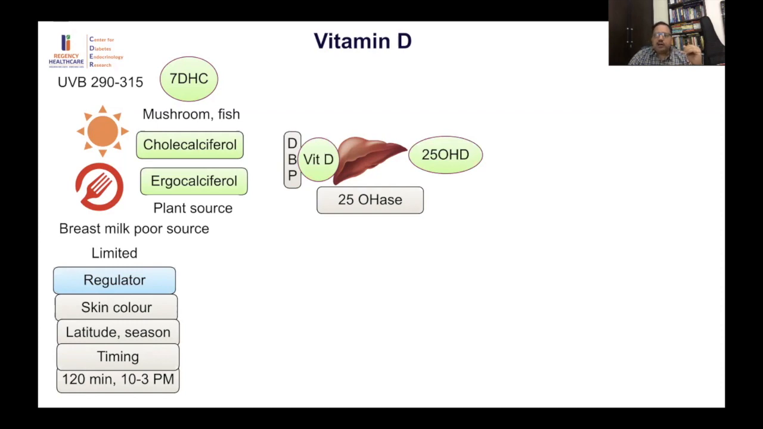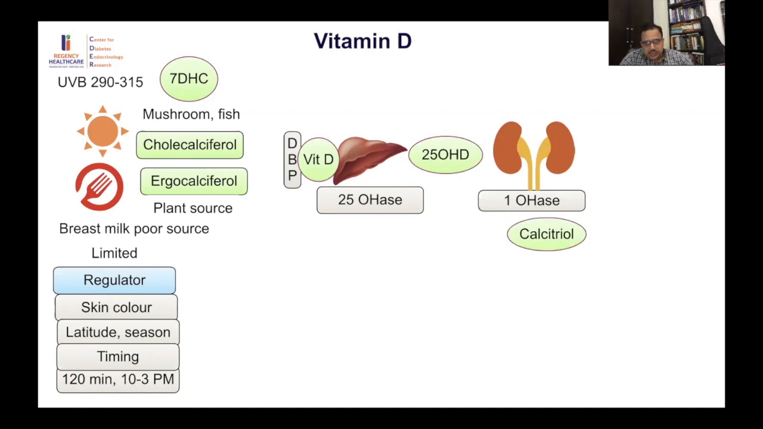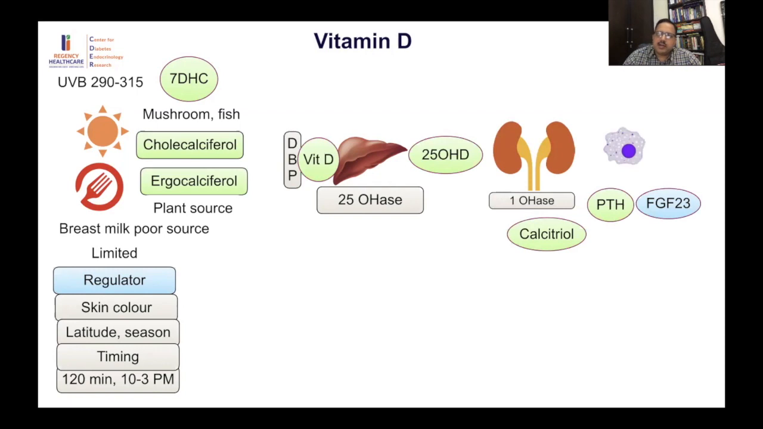So the level of 25-hydroxyvitamin D reflects the actual vitamin D status, and therefore it is considered to be the best marker of vitamin D status. It is then converted via 1-alpha hydroxylase in the kidneys into calcitriol, which is the active form of vitamin D, which is regulated by PTH. So hyperparathyroidism will cause more vitamin D production, and it is inhibited by FGF23, which we'll discuss subsequently.